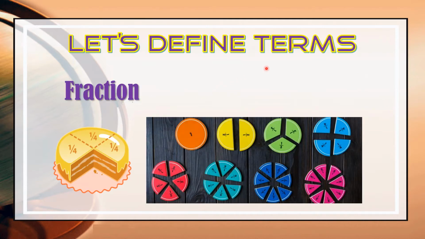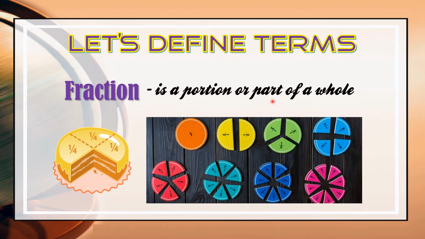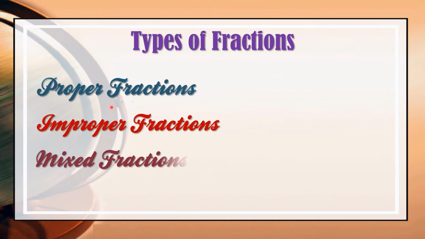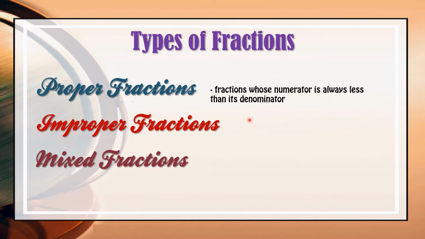Now let's define terminologies. We have here fraction. Based on the figures or illustrations below, fraction is defined as a portion or part of a whole. Fractions have various types. We have proper fractions, improper fractions, and mixed numbers or mixed fractions. Proper fractions are fractions whose numerator is always less than its denominator. Some examples are 1/2, 1/4, 2/3, 5/6.